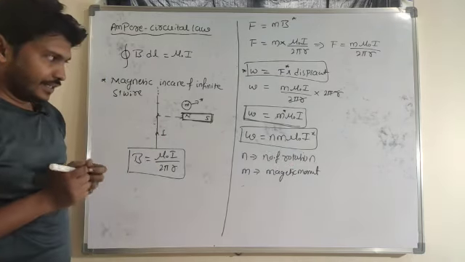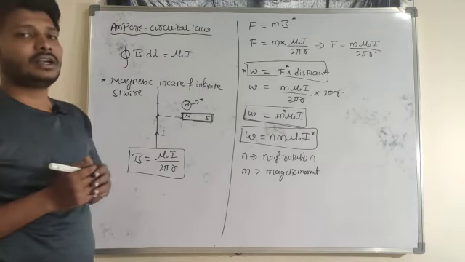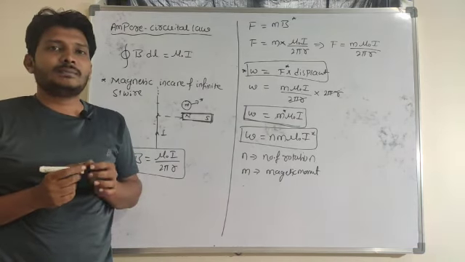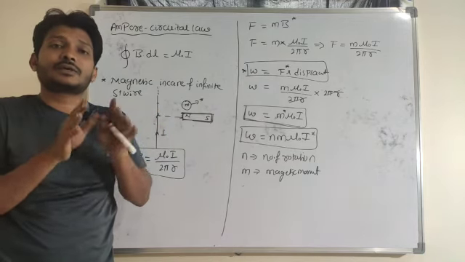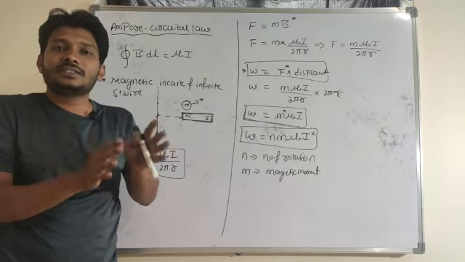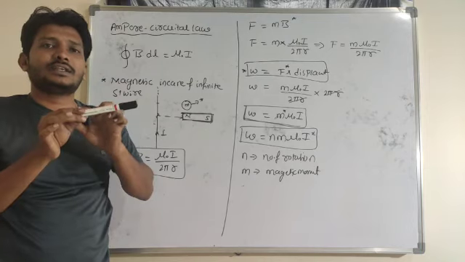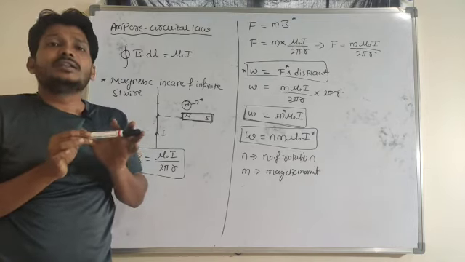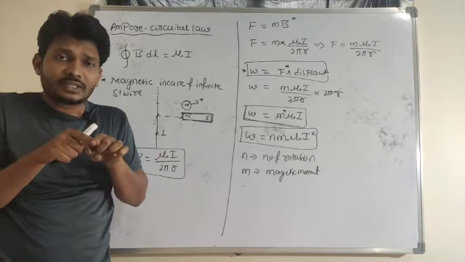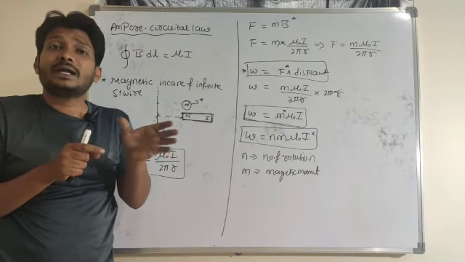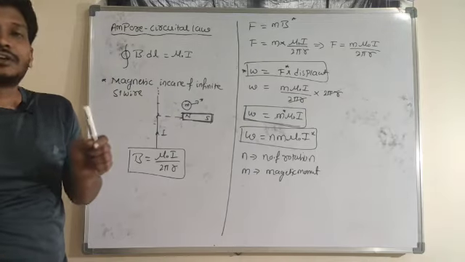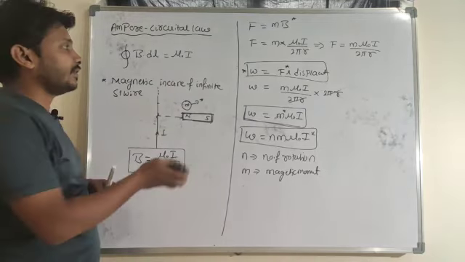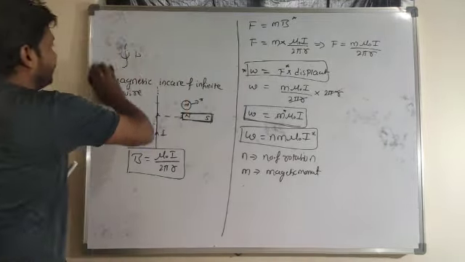Now, in the case of Ampere's circuital law, for example, I will consider one straight wire. I will bend that straight wire into a square form, with side value A. If the wire is bent into a square form, what will be the magnetic induction or magnetic field at the center of the square? I need to find that out.